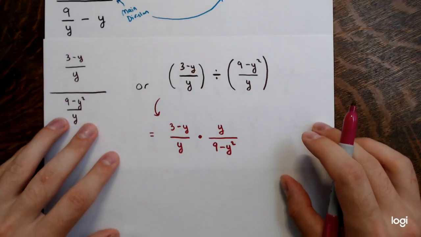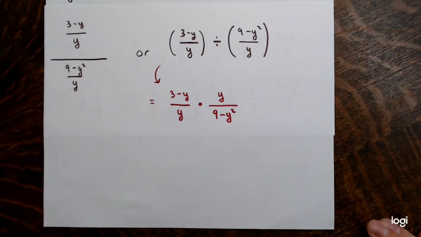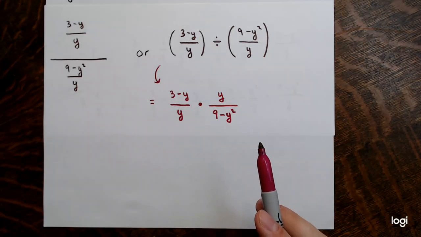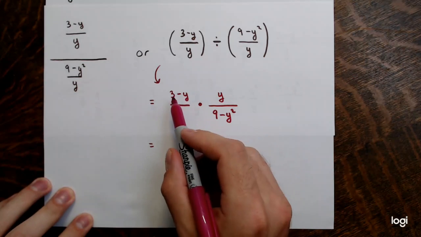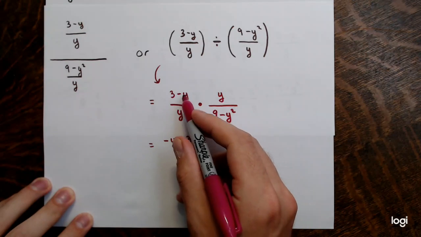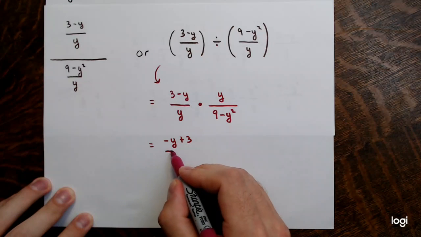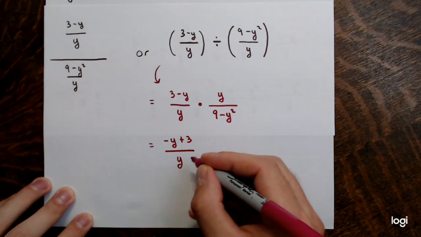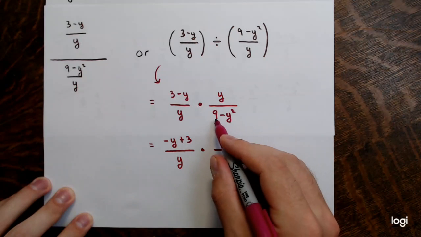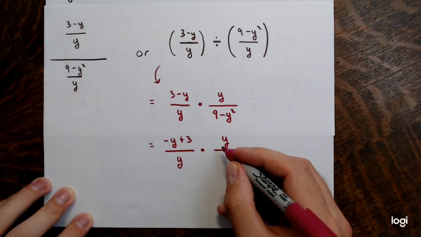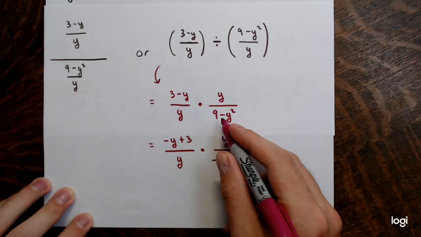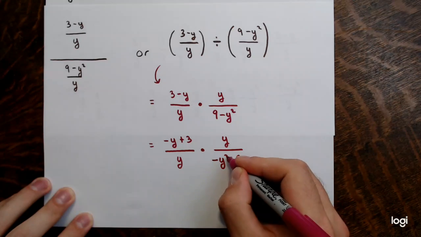All right. And now here's where I'm going to rewrite these polynomials in descending order because I just prefer that. So instead of the 3 minus y, I'm going to make that negative y plus 3, right? Negative y term first, then the positive 3 term, okay? Divided by y times y over the 9 minus y squared. I'm going to rewrite that in descending order again. So negative y squared first, and then positive 9, right? Then plus 9. All right.